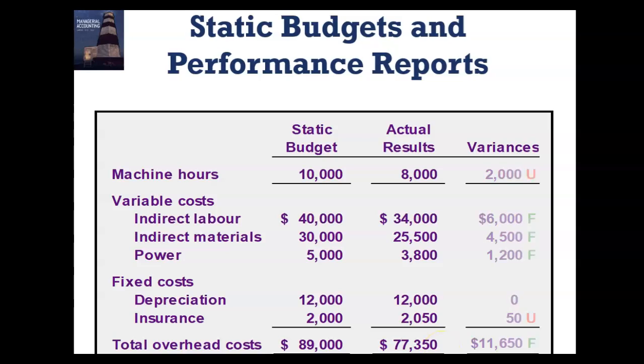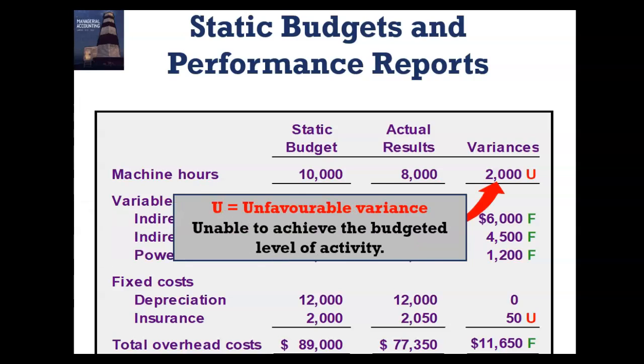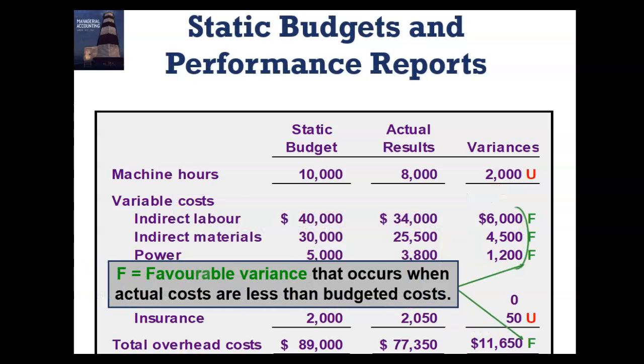So when we want to compare these figures and look at the variances, the first variance is machine hours. We've actually had fewer machine hours than we thought. We have 2,000 fewer machine hours than we budgeted for. We would consider this an unfavorable variance because we were unable to achieve the budgeted level of activity. So that is unfavorable. We are not happy with that. Next, when we compare the costs, we consider those favorable because the actual costs are less than our budgeted costs. So we saved money. But why did we save money?